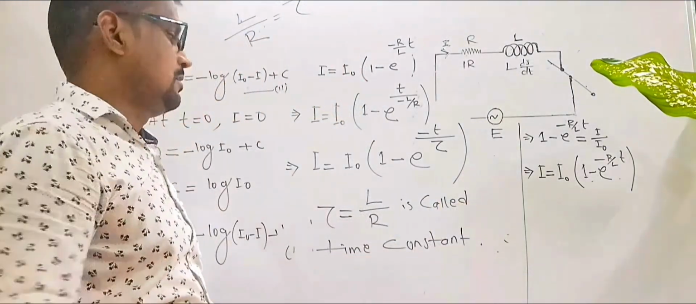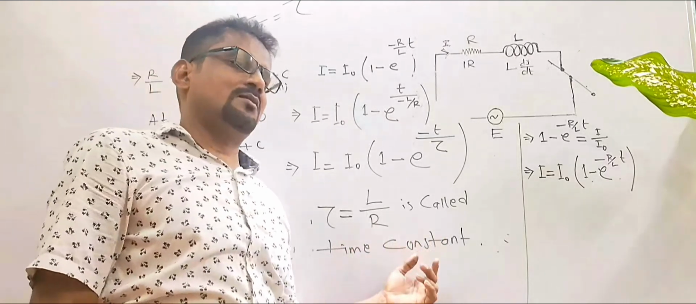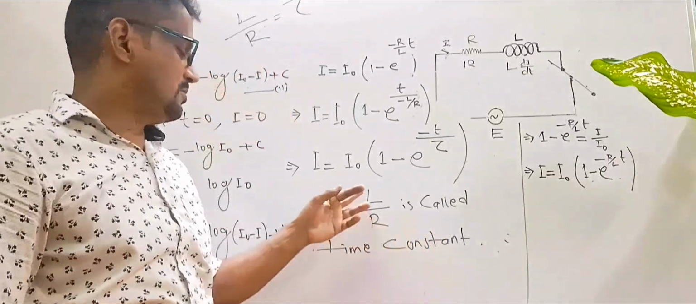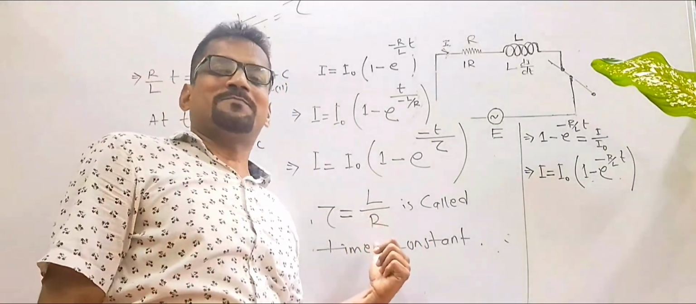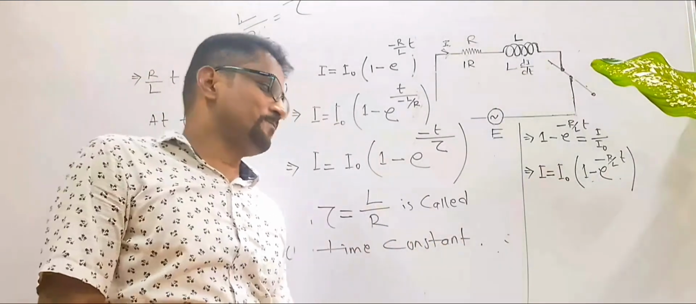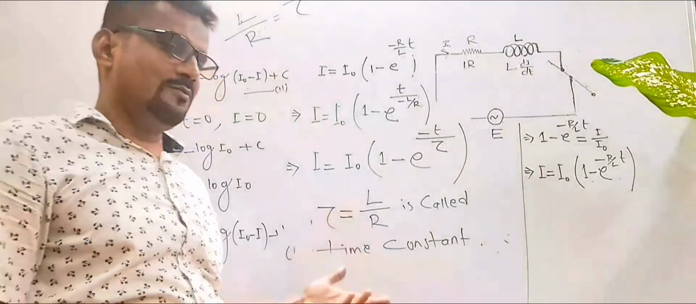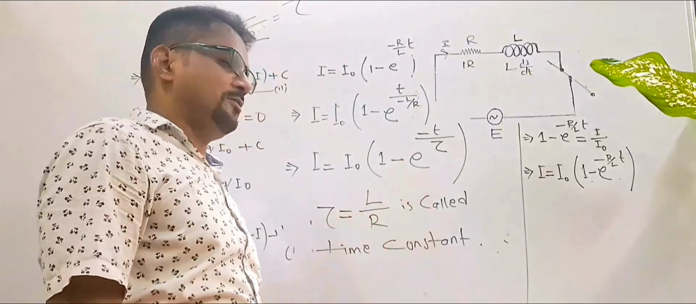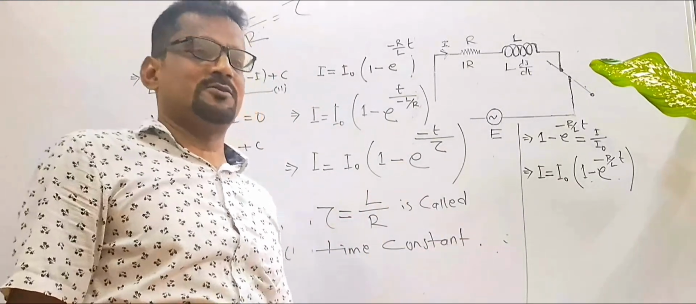In the next class, I will justify how it's the time constant. You can also do it at home: just find out the dimension and you will see it's time only. And then there are some particular cases from here we are going to check. In the next class we will continue it.